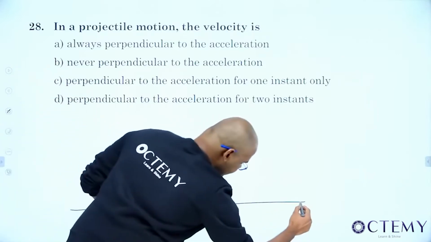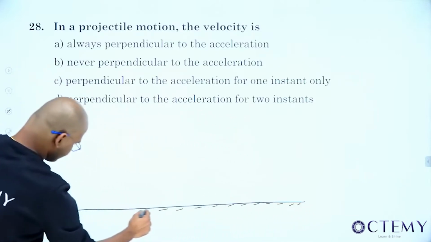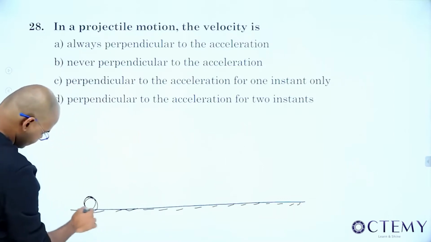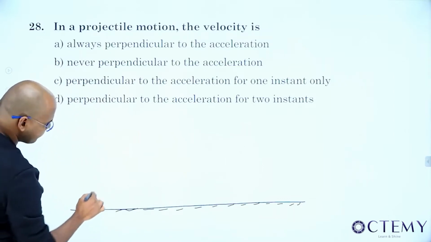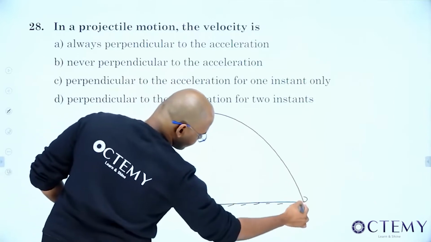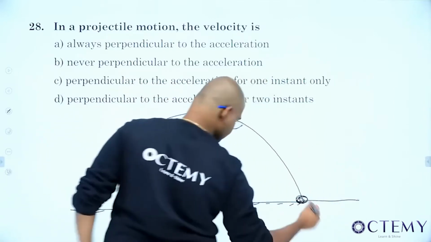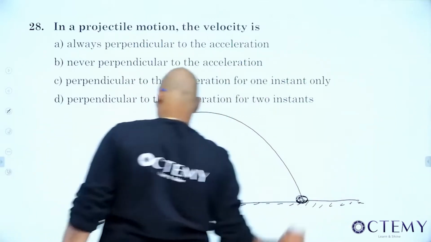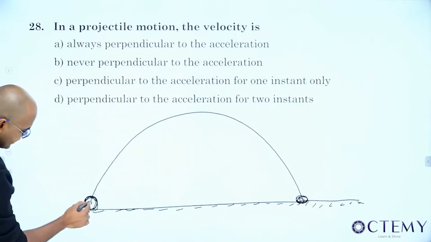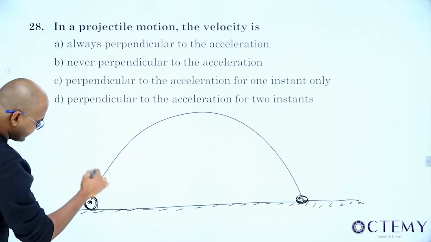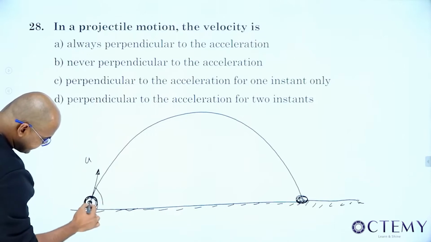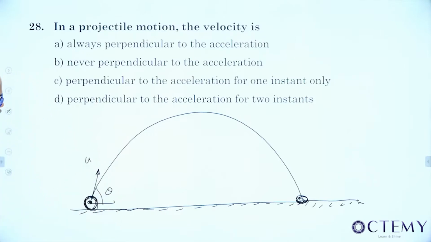Let us say this is my ground. Please all of you see here. This is the projectile which I have started. It went and came down here. Now please all of you see here. Initially I have projected it with an initial velocity u, making an angle theta with the horizontal. This is the total velocity.